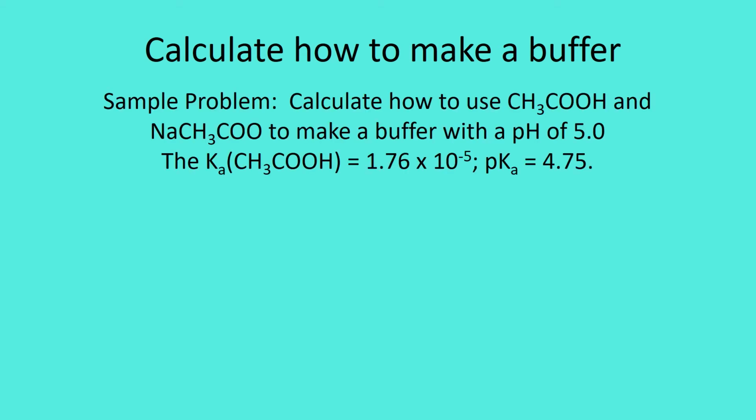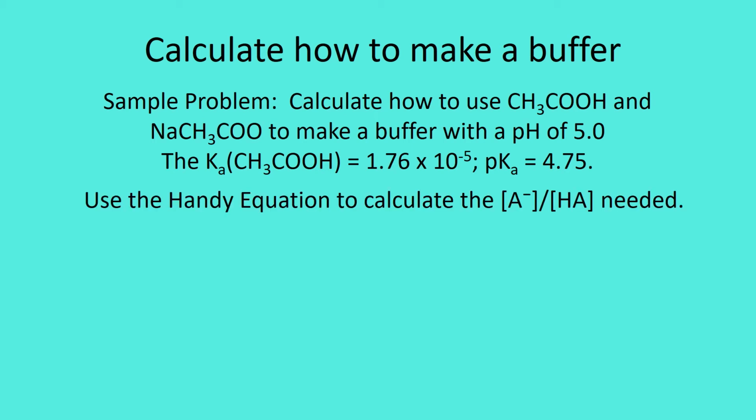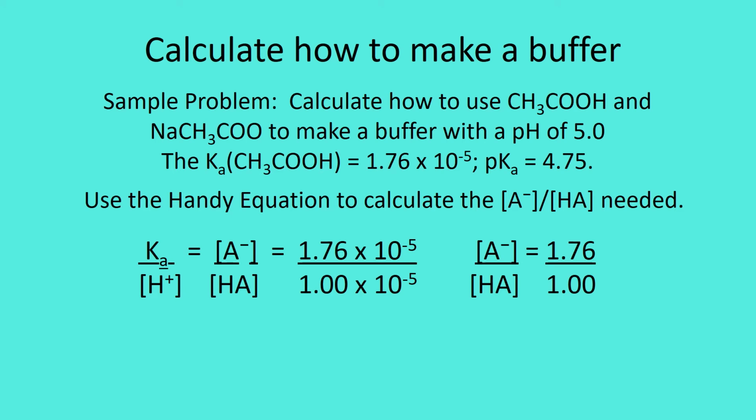A sample problem might be to calculate how to use acetic acid and sodium acetate to make a buffer with a pH of 5. Again, the Ka of acetic acid is 1.76 times 10 to the minus fifth, and the pKa of acetic acid is 4.75. The way we're going to approach this problem is to calculate the A minus to HA ratio, and we're going to use the handy equation to calculate the ratio that we need. This calculation is much more easily done using the handy equation than Henderson-Hasselbalch.